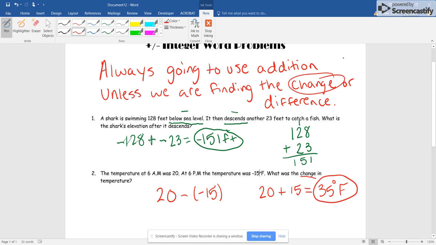All right, hopefully that helps you with your assignment. Remember, you're always going to add unless it says the word change or difference.